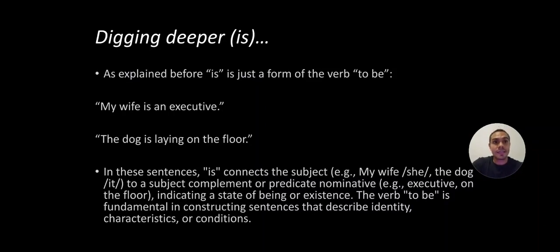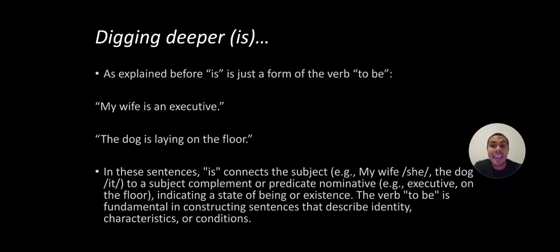For is. ¿Ok? So as explained before, it's just a form. It's just a conjugation of the verb to be. Okay, plain old verb to be. Okay, my wife is an executive. The dog is laying on the floor. Mi esposa es una ejecutiva. El perro está acostado en el piso.